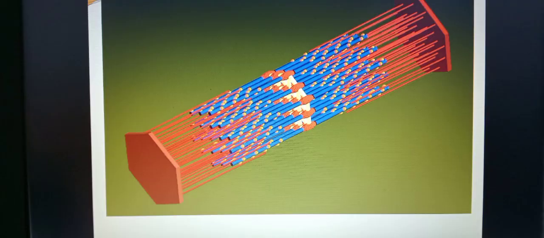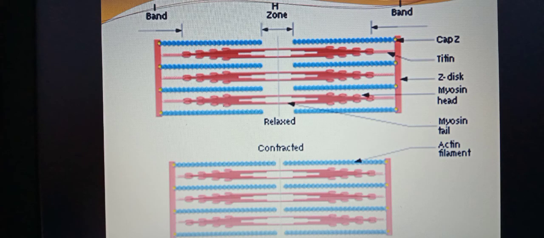Under a microscope and then a drawing, this is how an actin looks like. It looks like beads with a thread that strings them together. So that's how they look like. This is how an animated I band, H zone, and the opposite, which is the I band again, look like if it's being animated.